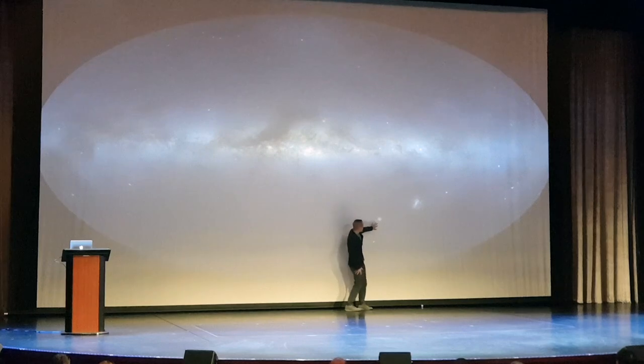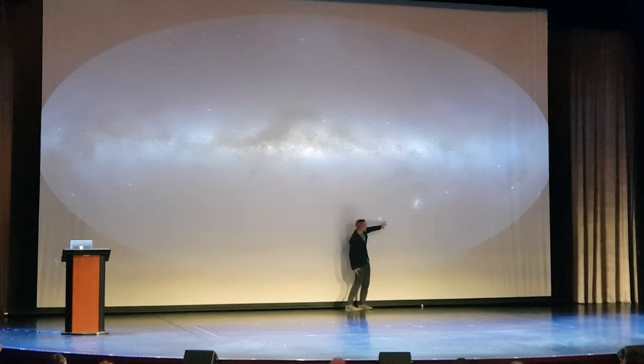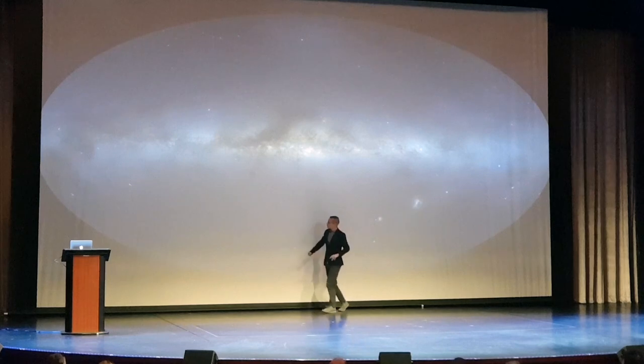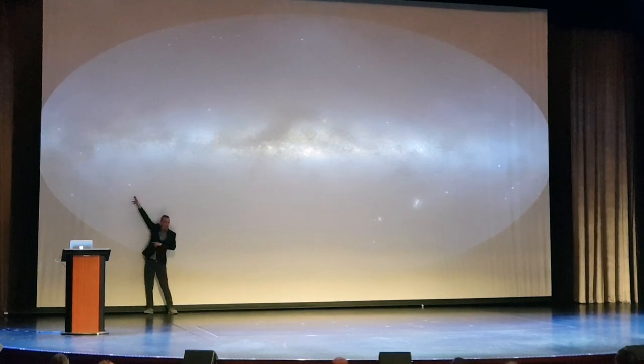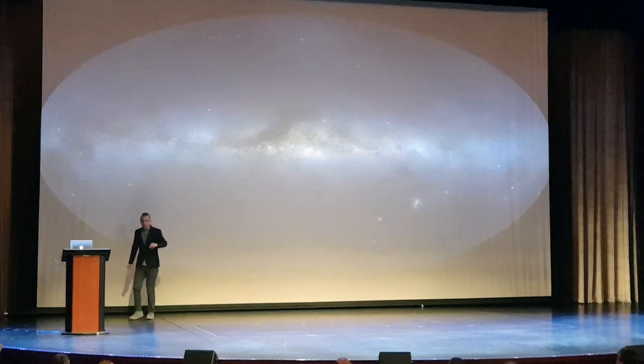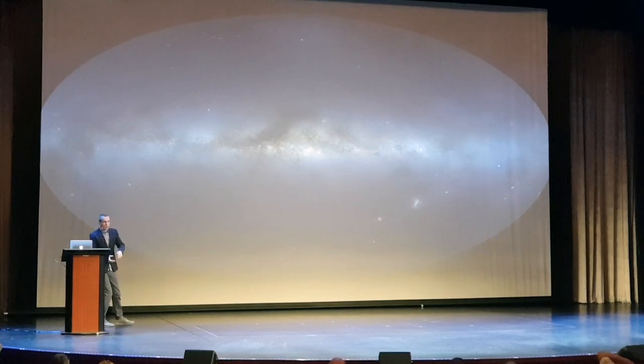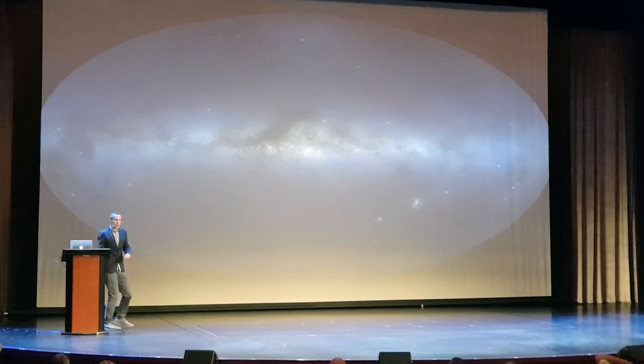Light takes about 200,000 years to reach us from these satellite galaxies. So they are a long way away, but not quite millions of light years. Can everybody see this little smudge over here? Does anybody want to have a guess what that little smudge is? Andromeda, exactly right. And how long does light take to reach us from the Andromeda galaxy?